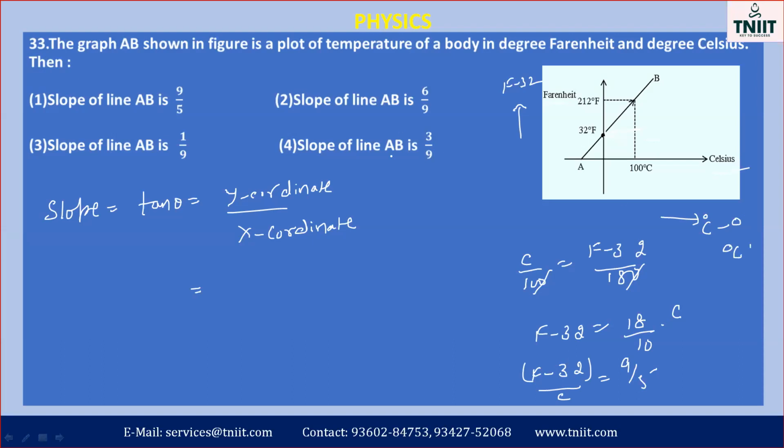Now, what is the y coordinate? F minus 32. What is the x coordinate? Degree Celsius. Now, what is F minus 32 divided by C according to this basic formula? It is 9 by 5. So the slope represents what? 9 by 5.